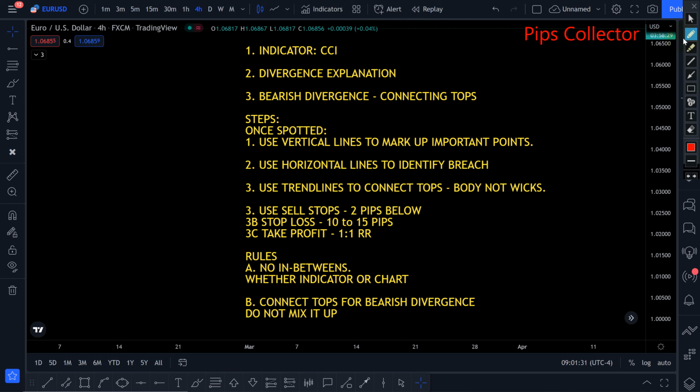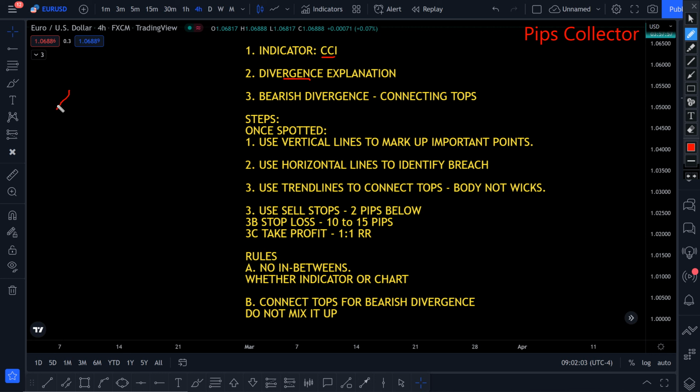So today we'll be discussing an indicator referred to as the CCI, the Commodity Channel Index. This indicator is mainly known to assist traders in identifying areas of divergence, that is, to identify where there is divergence. Now, what is divergence?